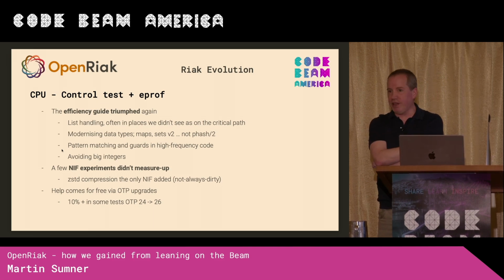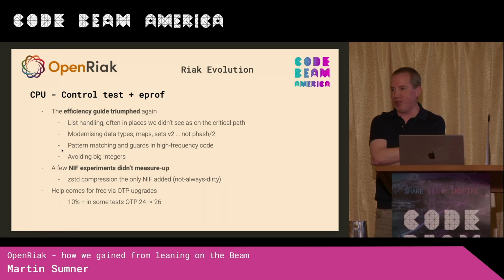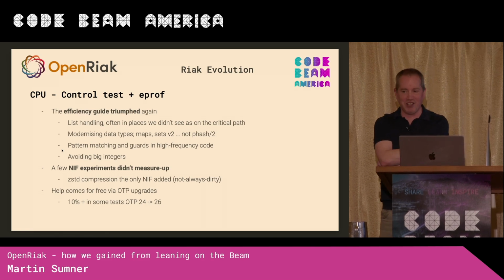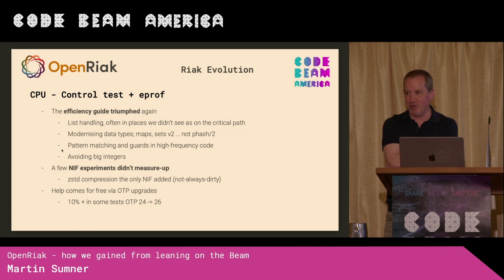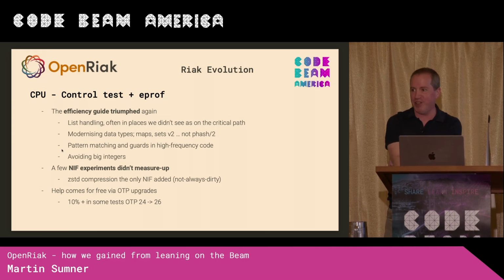And then the other thing is that with this same test loop, we're able to test OTP versions quite quickly, and we found that we're getting a lot of improvements just by doing OTP upgrades. So we realized the right thing to do is keep moving forward, because we get help from the Viking gods for free if we do that.